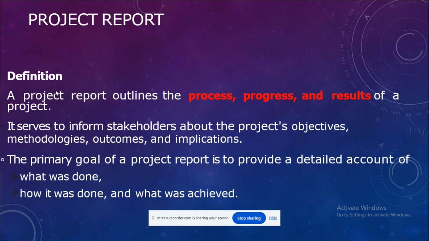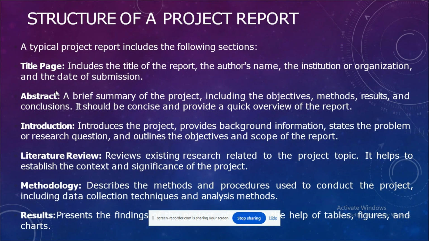So the primary goal of your project report is to explain what was done, how it was done, and what was achieved. What we did, how we did it, and how the result was achieved. This is what we are going to see in the project report. When we talk about the project report structure, it is an important 13-mark question from a university point of view. Generally, the structure of the project report would be as follows.